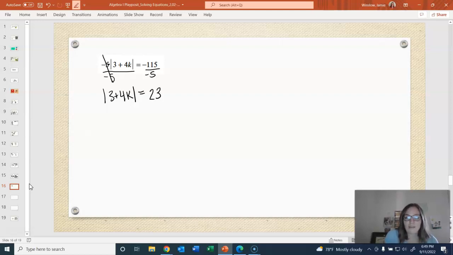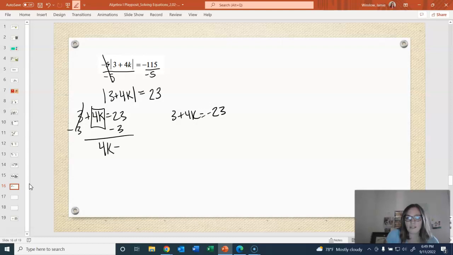Now the absolute value bars are by themselves, so we can write our two equations. 3 plus 4k equals 23, and 3 plus 4k equals -23. So the positive and the negative. So let's get 4k by itself. This is a positive 3. We'll subtract it from both sides. 23 minus 3 is 20. Divide by 4. K equals 5.